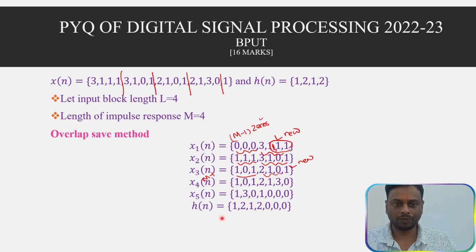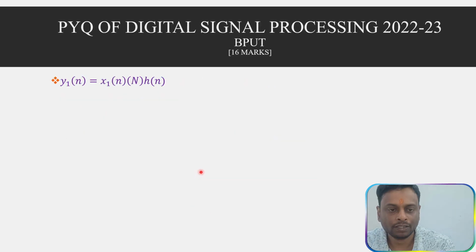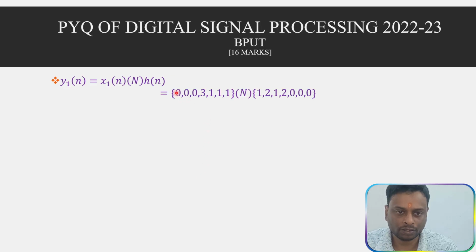So now h of n is equal to 1 2 1 2. You have to make the same size, so you append 3 zeros, because we are using circular convolution here. Then you have to do circular convolution of x1 of n with h of n, similarly x2 of n with h of n, and so on and so forth. So this is the overlap save method.